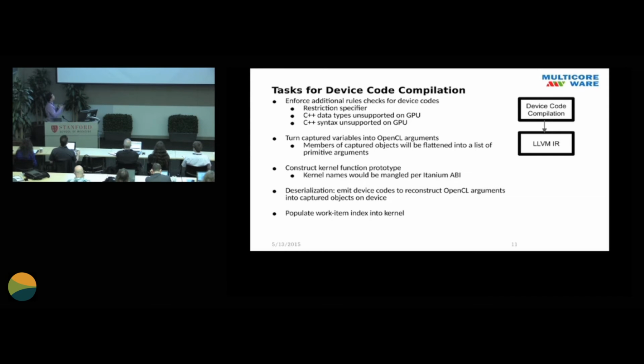And also, in the example we showed previously, in kernel code in C++, you don't have to manually specify kernel arguments now. So the compiler will need to do the work. We need to turn these captured variables into OpenCL arguments. And say if you capture a large object, a custom user-defined C++ object, then the compiler will help you flatten it out into a list of primitive OpenCL kernel arguments.